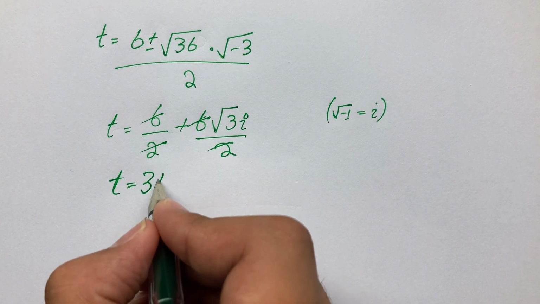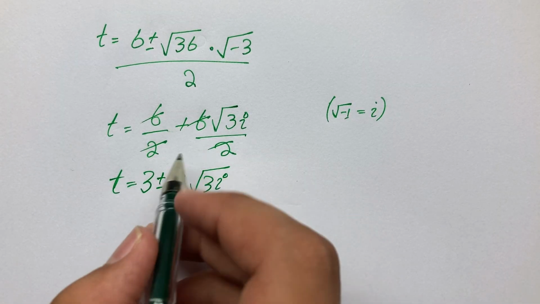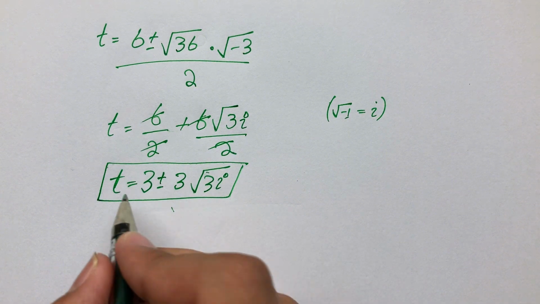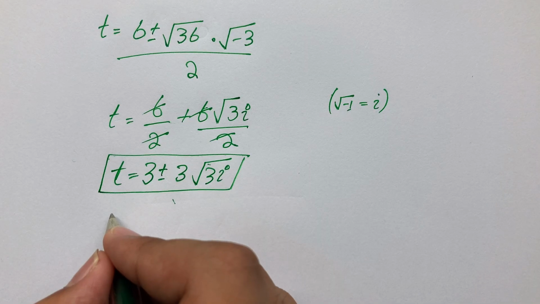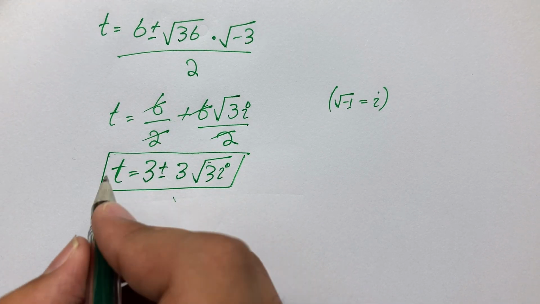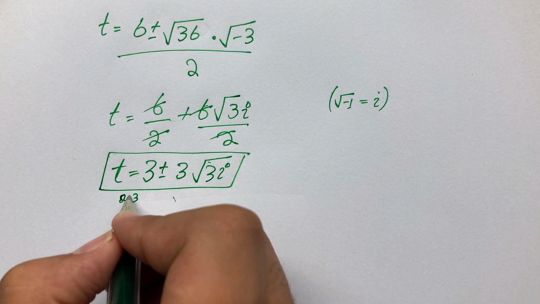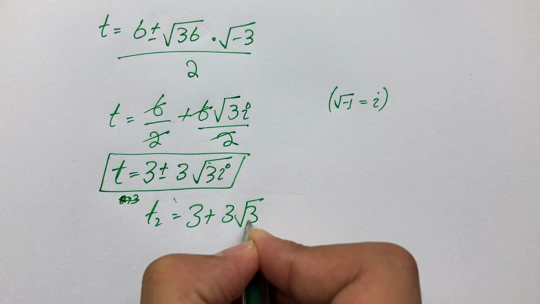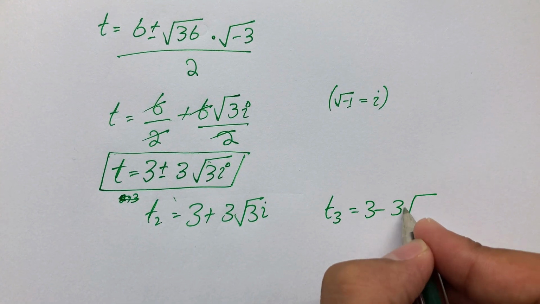plus minus 3 into under root 3 iota. And now our t is 3 plus 3 into under root 3 iota, and t is 3 minus 3 into under root 3 iota. And this is our t2 and t3. Our t2 is 3 plus 3 into under root 3 iota. t3 is equal to 3 minus 3 into under root 3 iota.